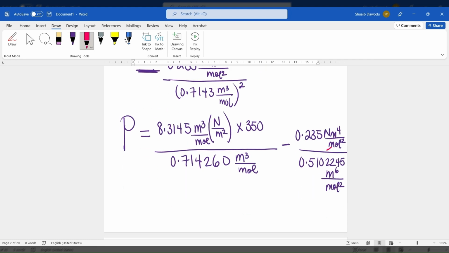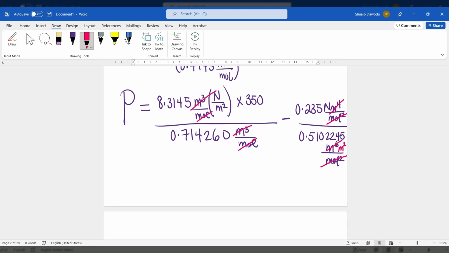So you cancel out the mole squared here, cancel out the mole squared here, cancel out this meter raised to the power of 4, cancel out the meter raised to the power of 6 to meter squared. Cancel out the meter cube here, cancel out the meter cube here, cancel out the moles here, cancel out the moles here. So that's basically what we have so far. Now we've canceled out all the units, or as much as we're supposed to cancel out. What is left is just Newton per meter squared, Newton at the top and meter squared at the bottom. Everything else in terms of units has been canceled out, so we can do further calculation.